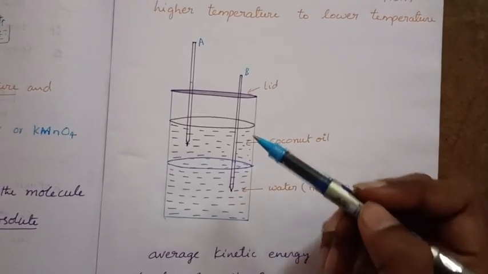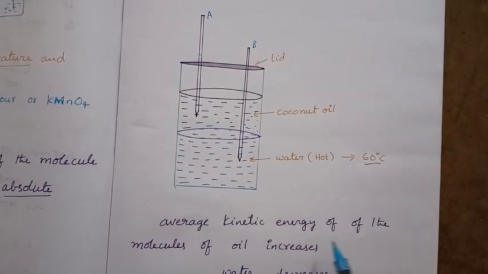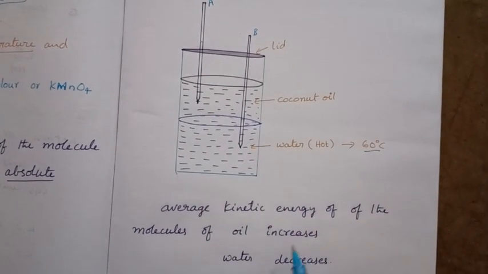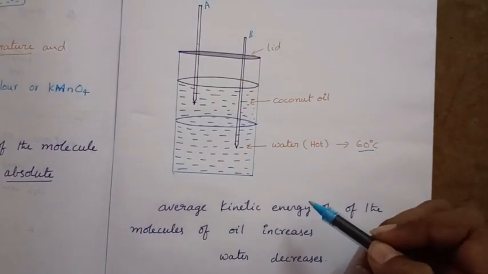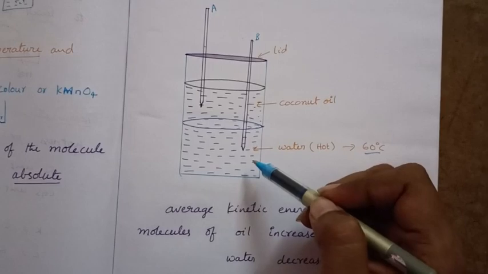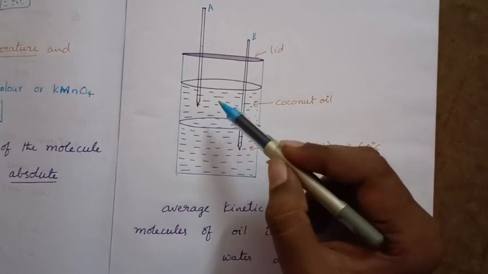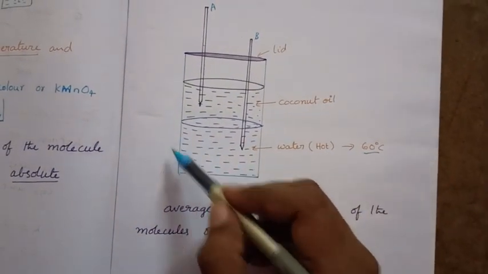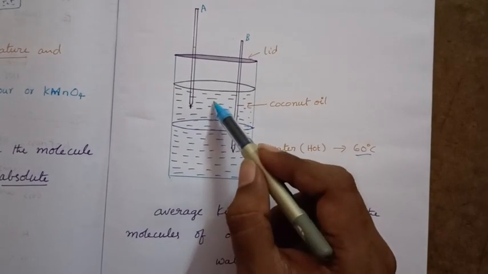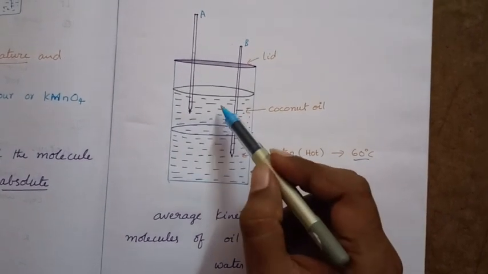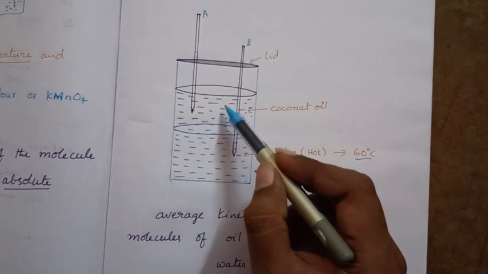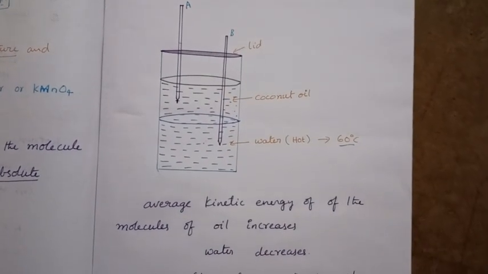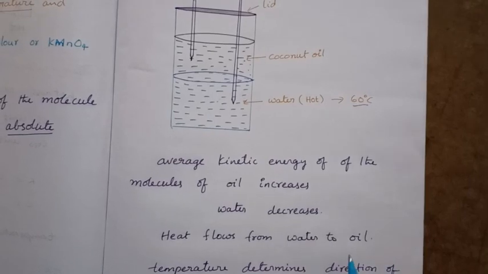That shows the kinetic energy of the molecules of oil increases and the kinetic energy of the molecules of water decreases. So we can say that the temperature of water decreases and the temperature of coconut oil increases. And we are not giving any heat here to increase the coconut oil temperature. The temperature of coconut oil increased because heat traveled from water to the coconut oil.